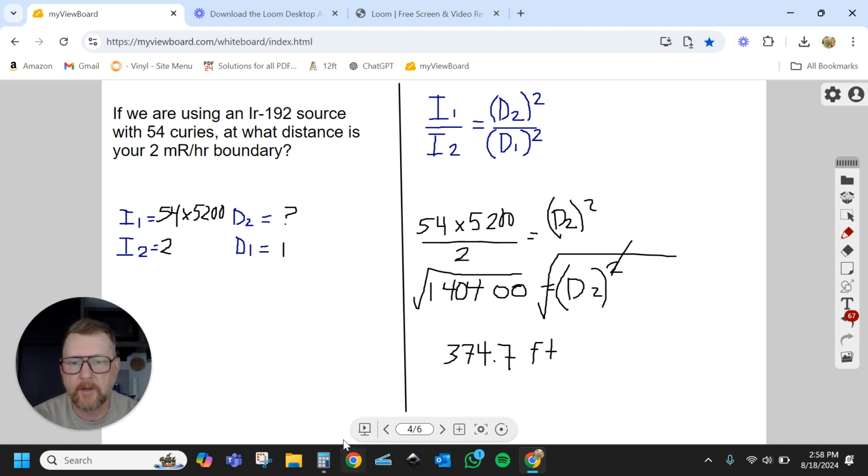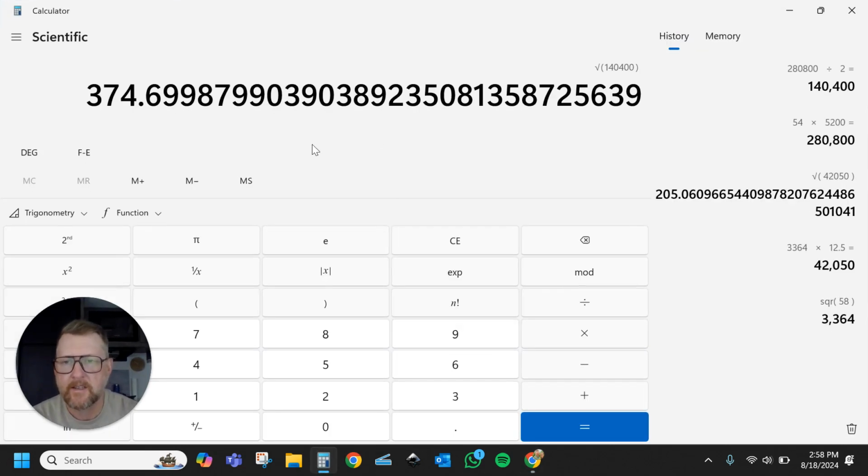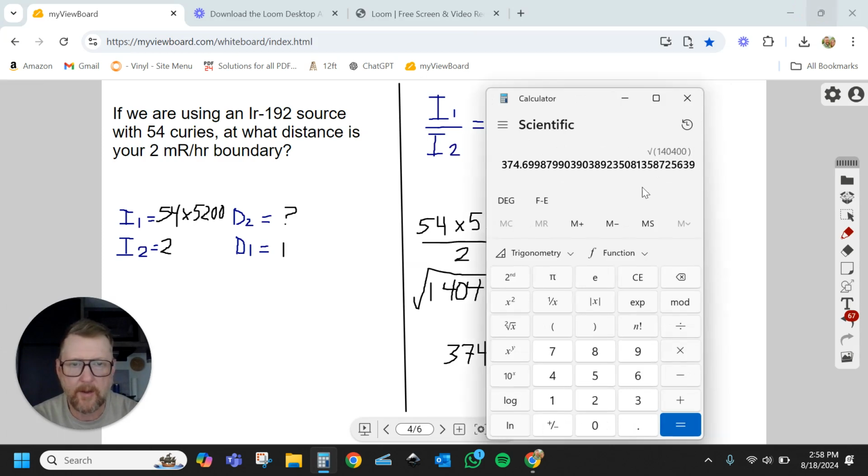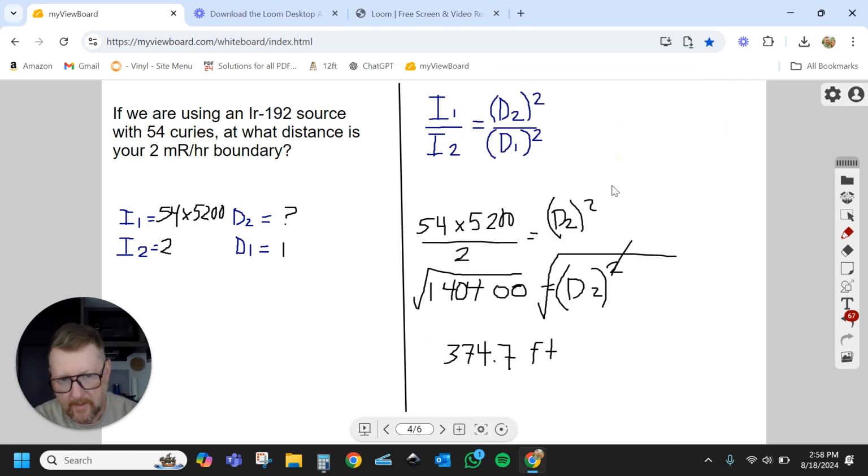The way we can check that is the same way we always do our 2 MR boundary, which is 5200 times Curies, which is 54, divided by 2, equals 374.7 squared. So we know this is our 2 MR boundary, okay?